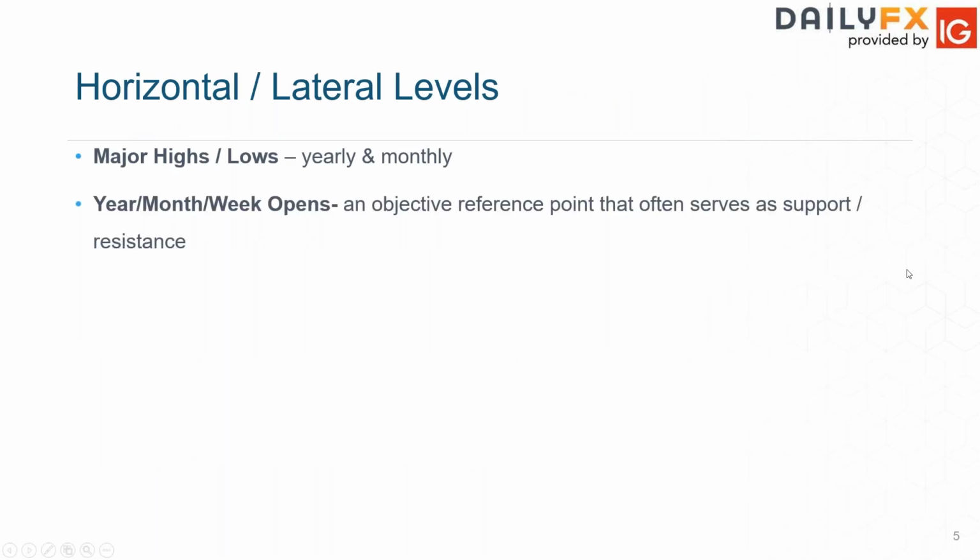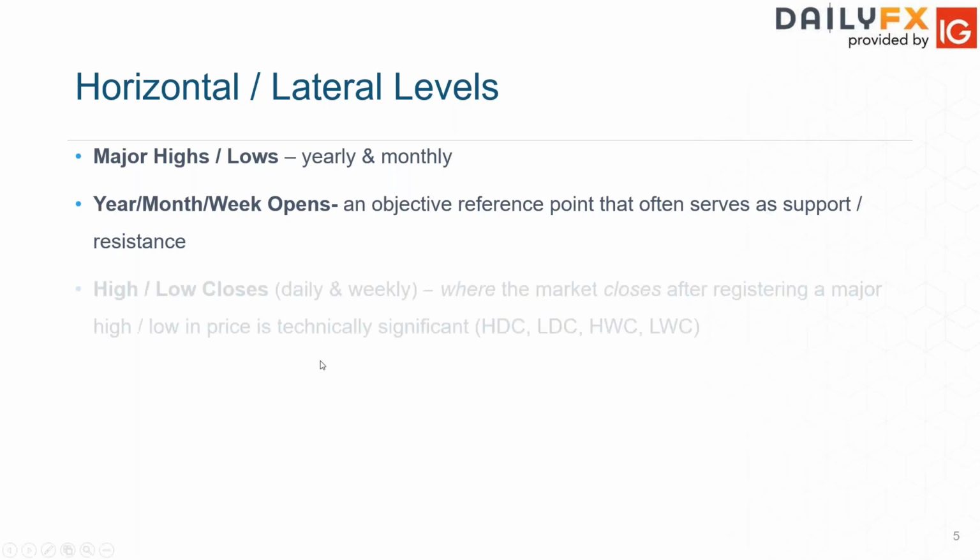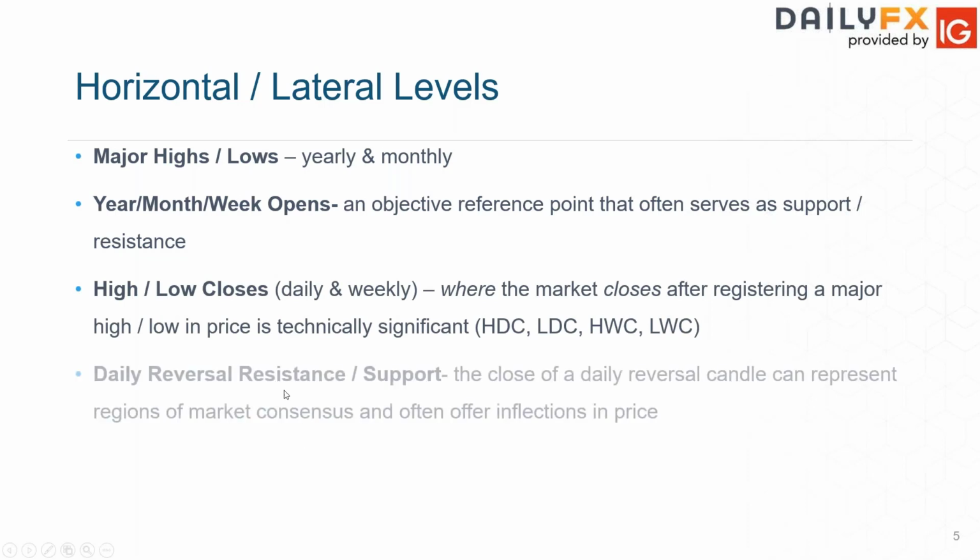What are horizontal levels of support and resistance? Well, as I always said, the typical ones they usually look for are major highs and lows, whether it's a yearly high or low or a monthly high or low. Near term, guys, you're looking at weekly highs or lows. The hidden levels that people tend to overlook: the year, month, week opens. Where the market opens that session matters.